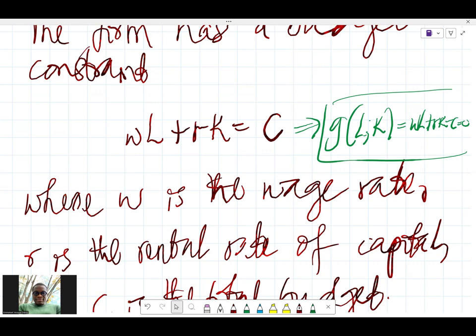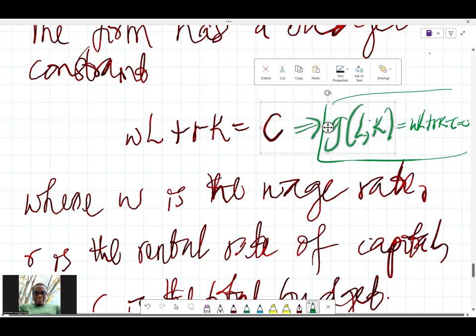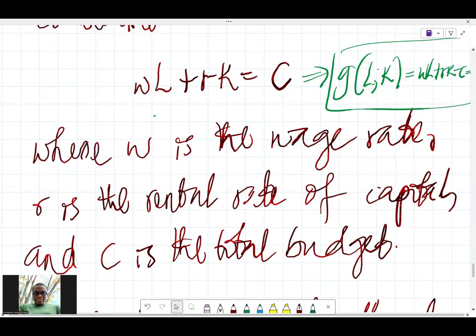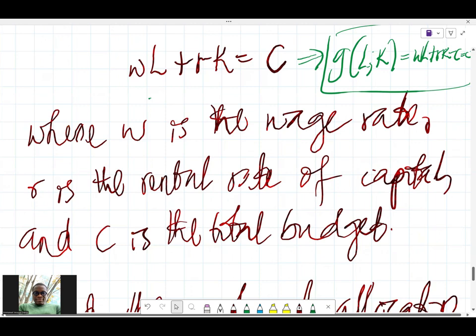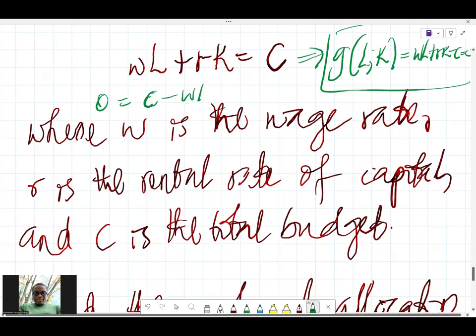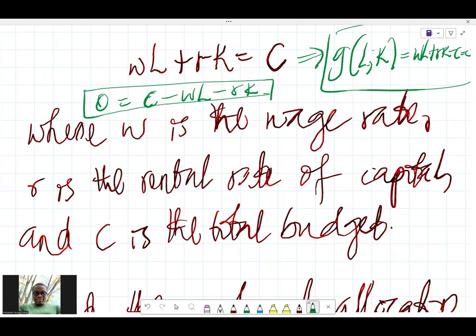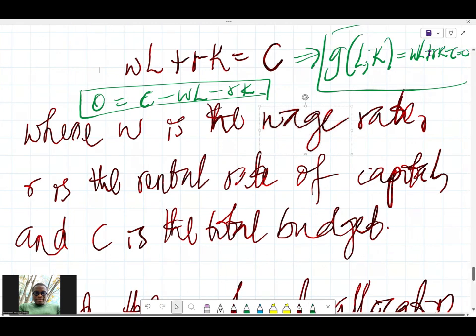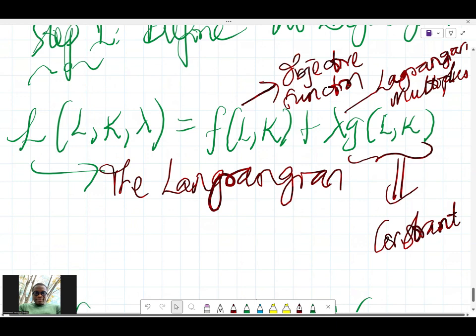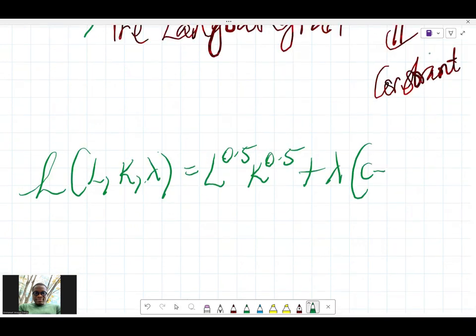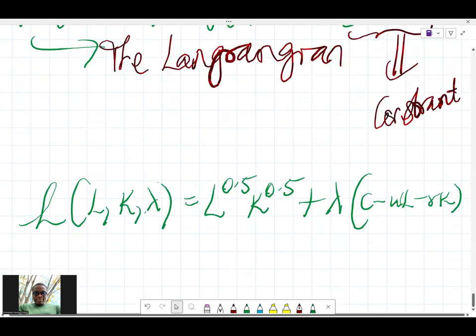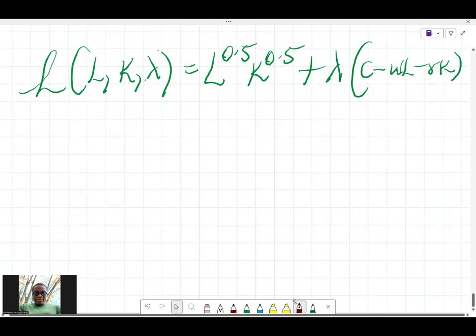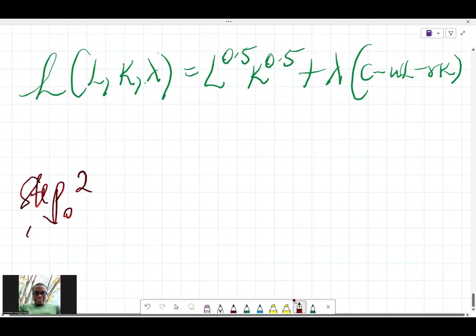We could also rewrite this as, if you transfer everything on the right hand to the left, 0 is equal to C minus WL minus RK. So this is another way of writing exactly the same thing. So you can have it this way or this other way here, okay? So we can bring it down here and then we have C minus WL minus RK. That's our constraint now, which is the budget, right? So with this, that's the first step right there. That's the first step. So we go for step 2.